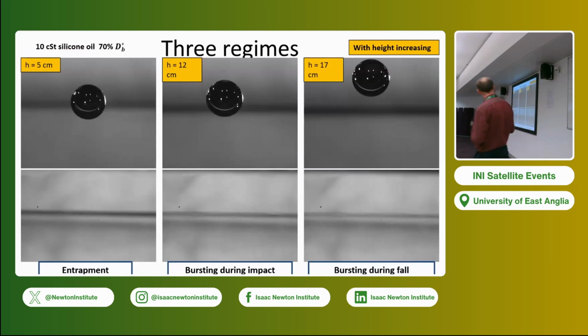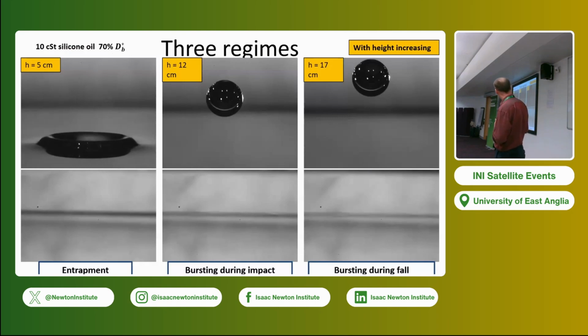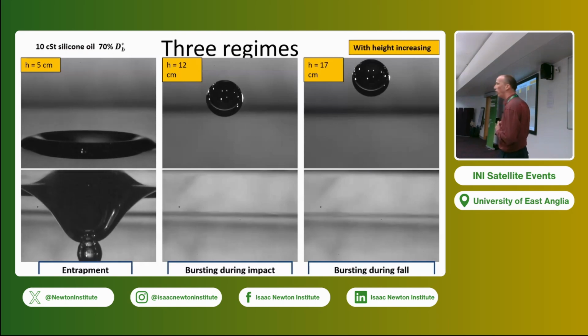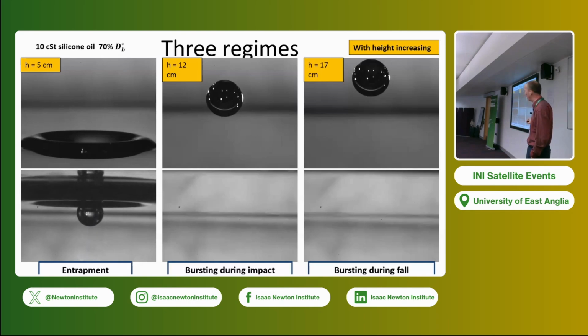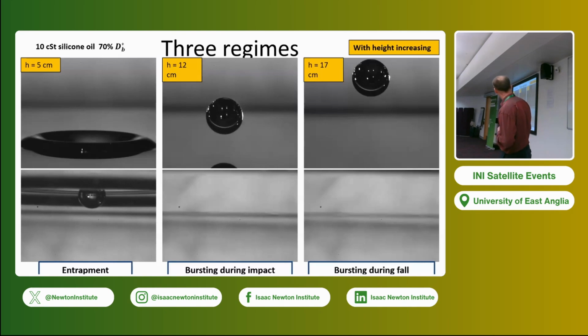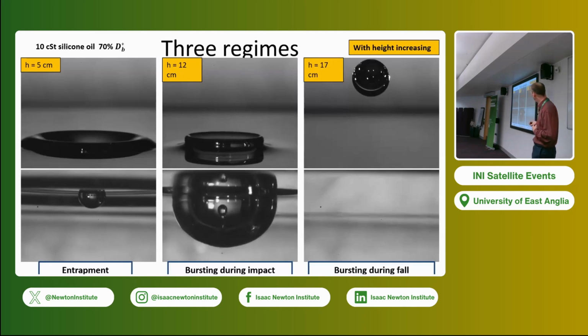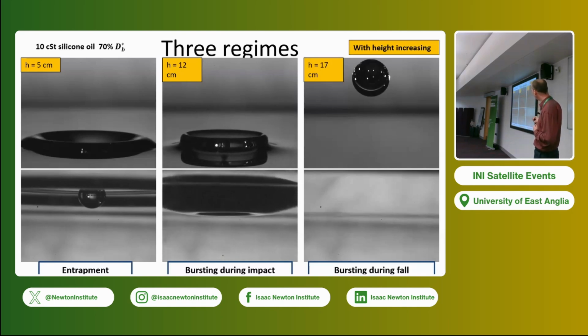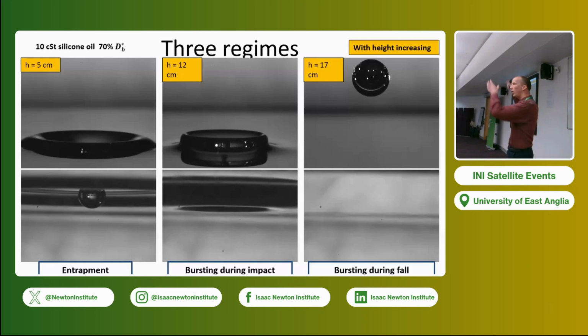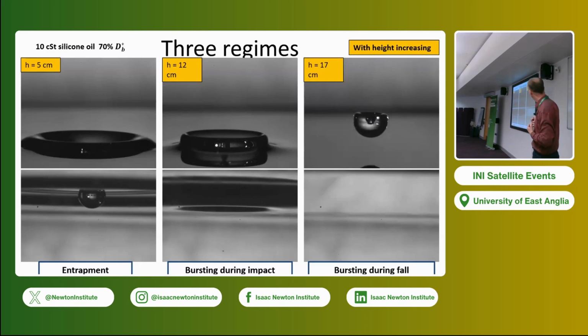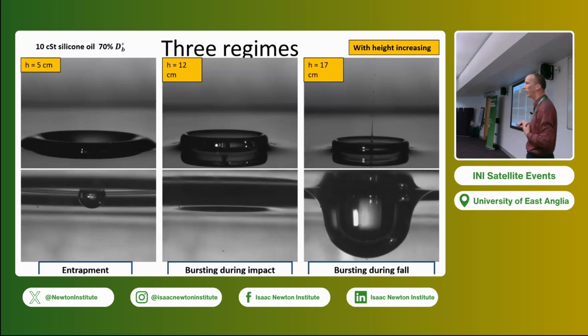So we observe mostly three regimes as we increase the impact velocity. At lower impact velocity, we see that the bubble is actually going into the pool, so we still have the bubble intact after the impact. If you increase the impact velocity a bit further, you see that during impact you have the bursting of the bubble, and in that case, if you look from below, the bubble has disappeared. And if you go to even higher impact height, the bubble can even break before reaching the pool. In that case, you get a very nice jet at the center. And of course, below there is no bubble entrapped.